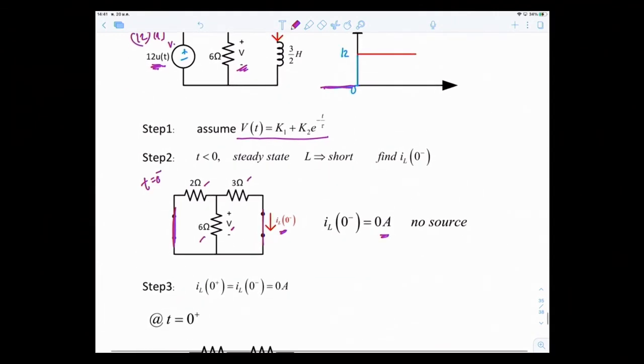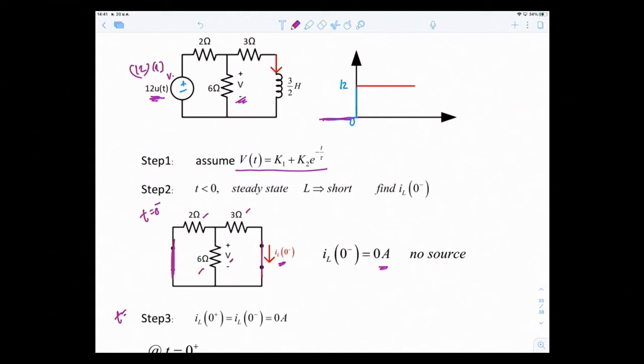Step 3 is at t equal to 0 plus. At t equal to 0 plus, the voltage comes on to 12 volts.